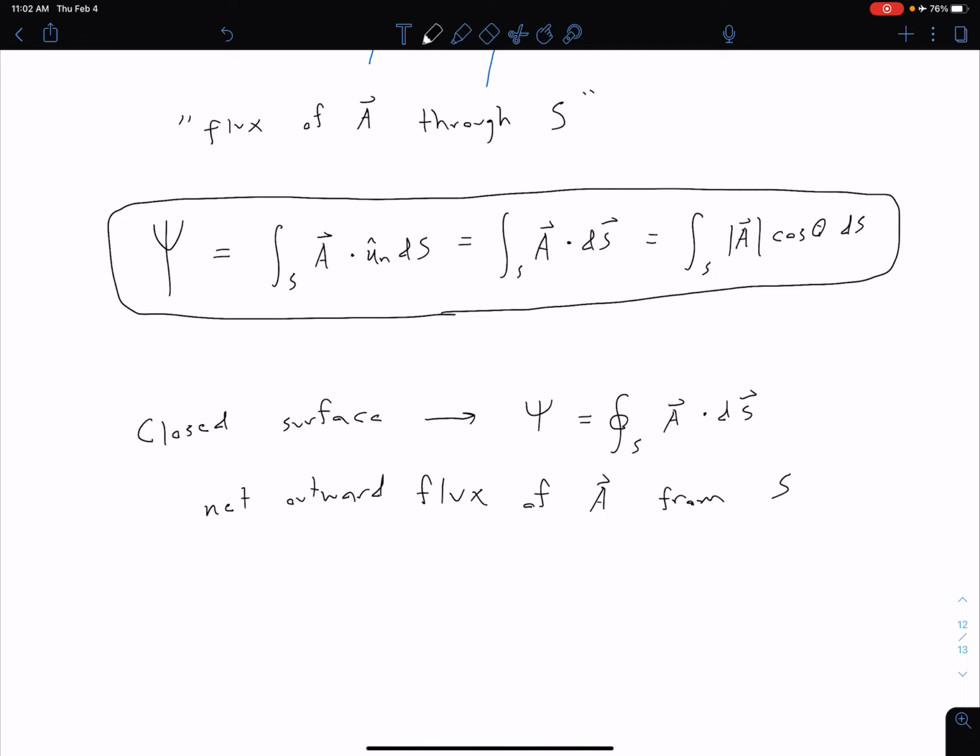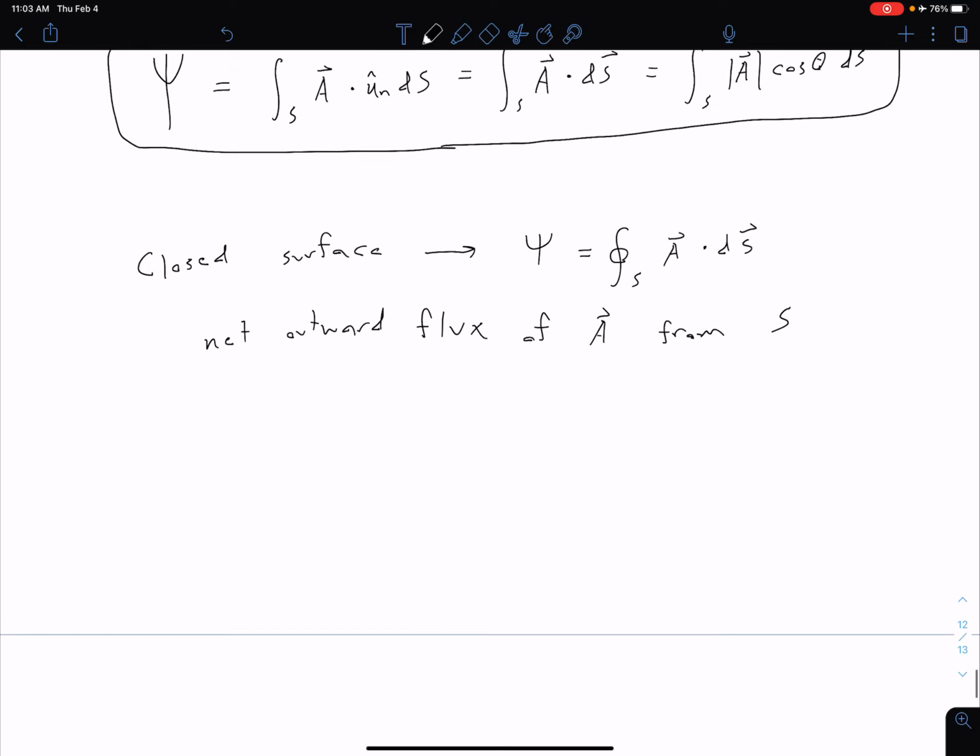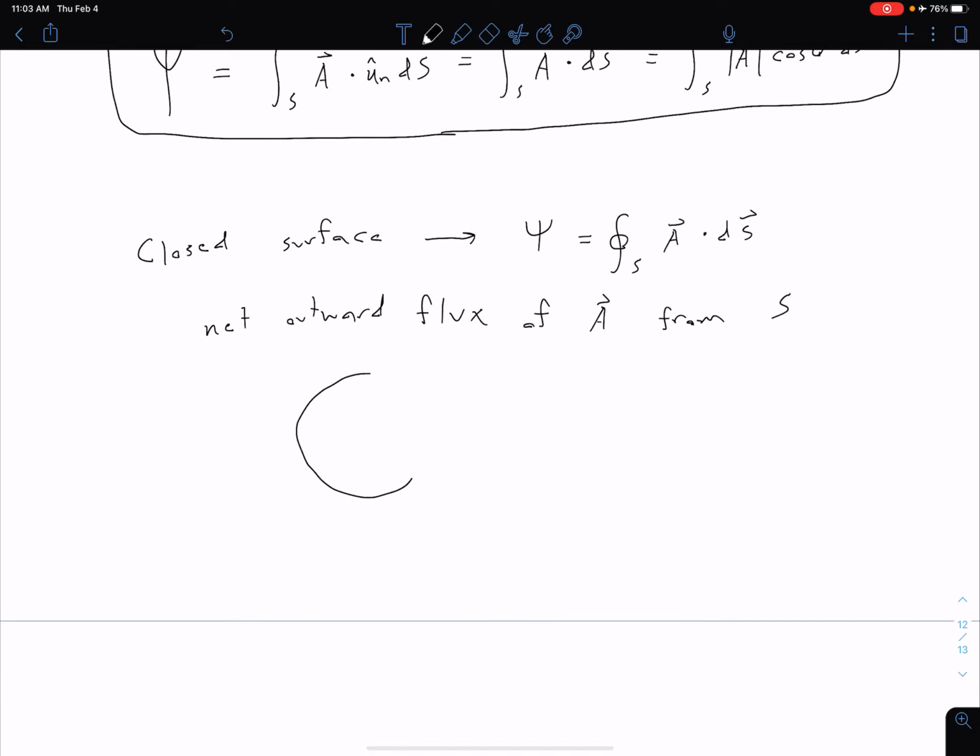A simple case, if we go back to those figures we were talking about with our coordinate systems: maybe we have some spherical surface S, and we're talking about some field that's emanating from that or going through that. Then we would have a net outward flux of A from S. So that's our surface integral.